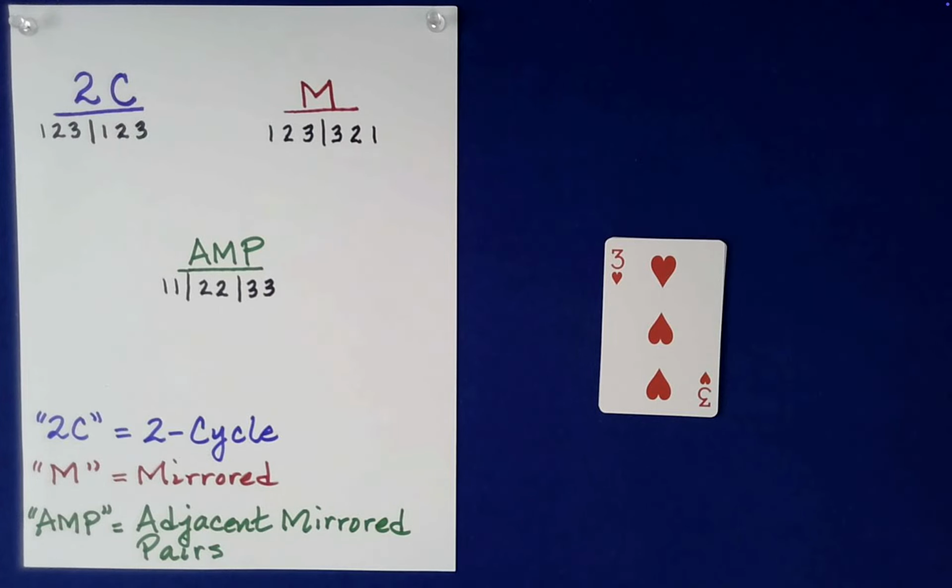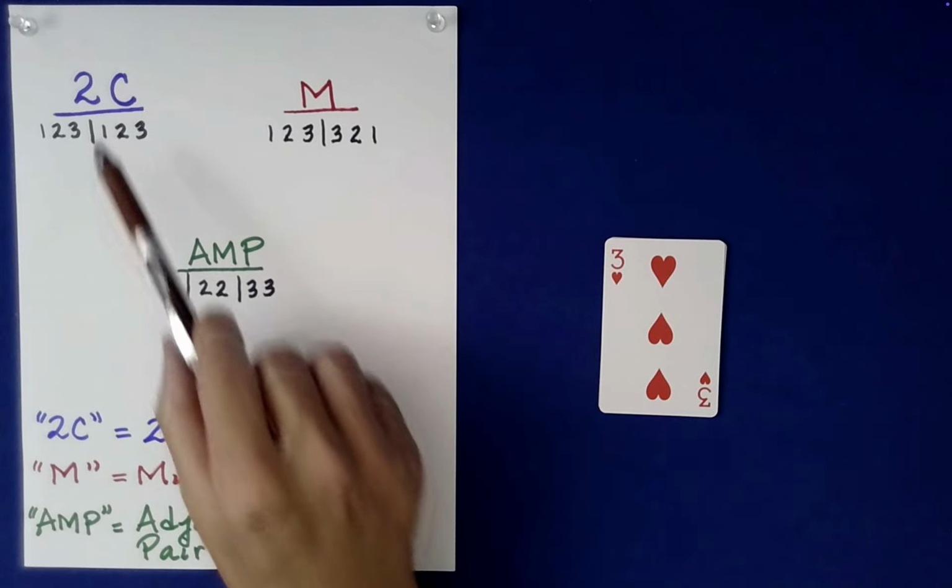simple primary structures. So I thought it would help the viewer learn some of the basic vocabulary that I use on my channel, and it will also help you develop your intuition for what's going on within these structures and between these structures. So the first type that we're going to look at here are called two cycles, abbreviated 2C.